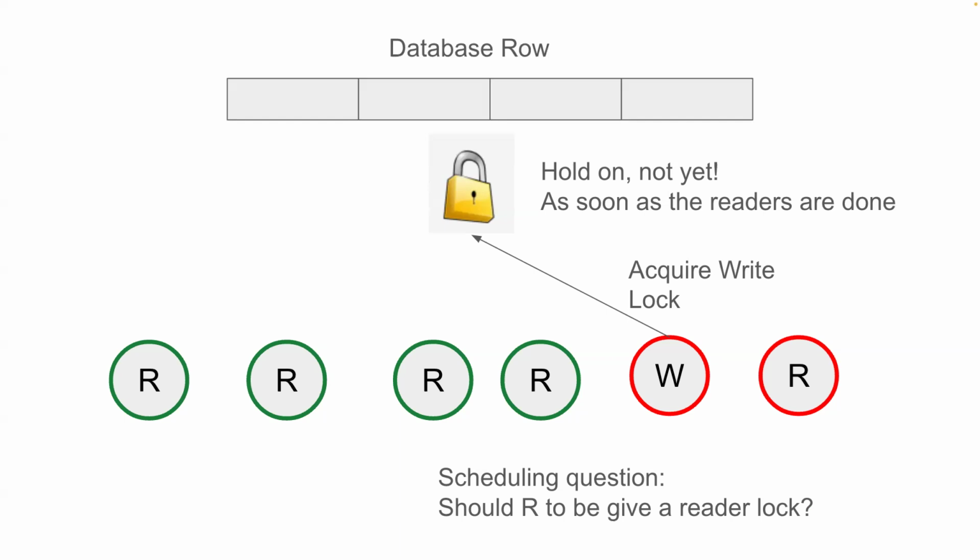Does it make sense? Right? Yeah, this is starvation, exactly. Starvation. Your writer can get starved out if it does not get a chance to acquire the lock, right? So again, it depends on the policy. Maybe you're okay with it, maybe you're not. It depends on your application, right? Depending on how many reads and how many writes you're getting.